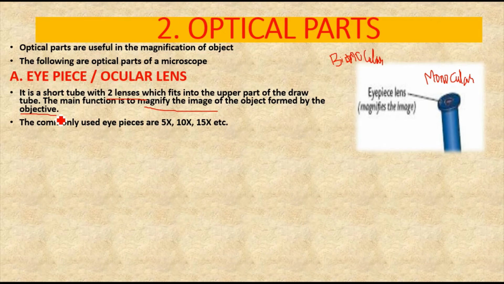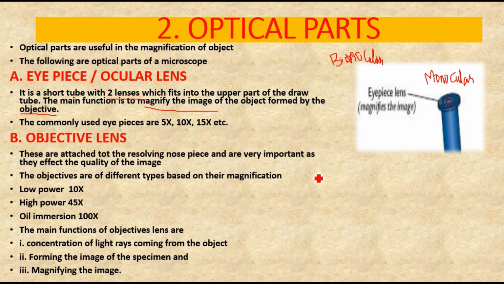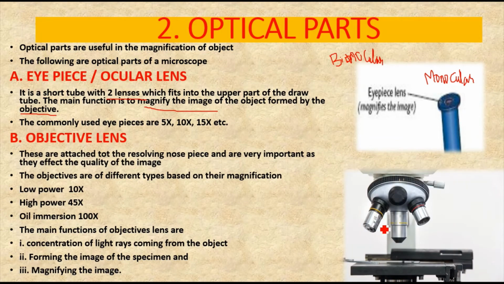The magnification of the image is already done at the level of the objective lens, and that is further magnified by this eyepiece. The commonly used eyepieces are 5x, 10x, and 15x. So we may use the 5x eyepiece, the 10x eyepiece, or the 15x eyepiece. Then coming to the objective lens. These are called objective lenses.